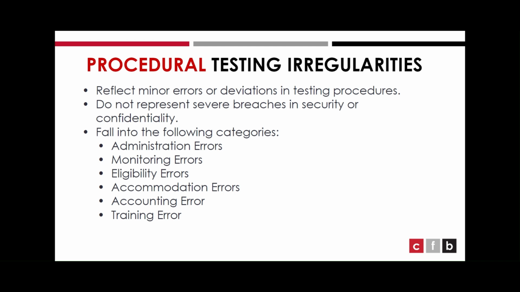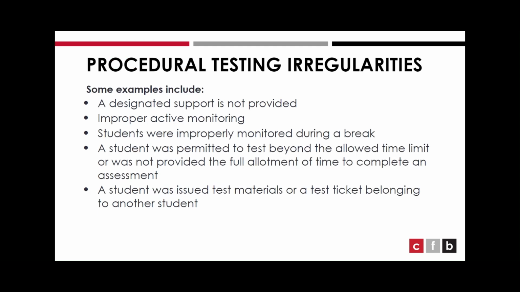Procedural irregularities reflect minor errors or deviations in testing procedures. They do not represent a severe breach in security, and they fall into the following categories: administration errors, monitoring errors, eligibility errors, accommodation errors, accounting errors, and training errors.